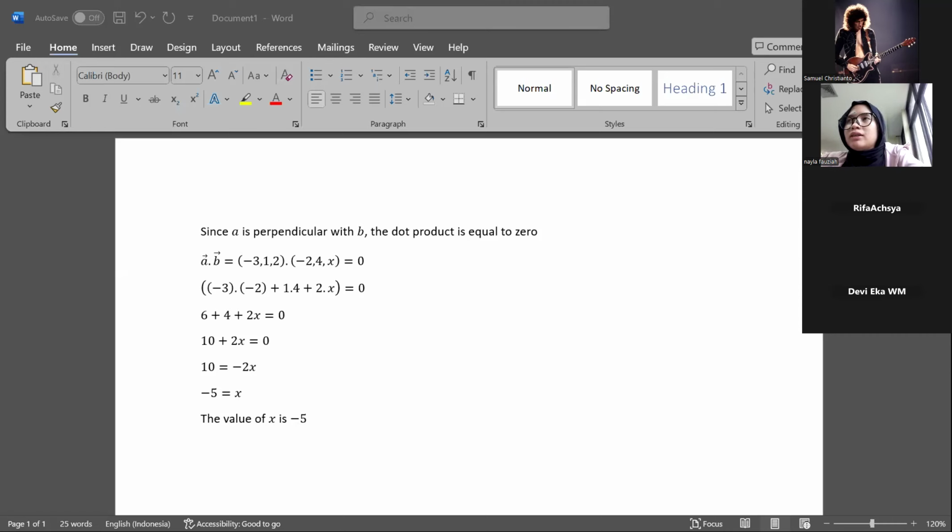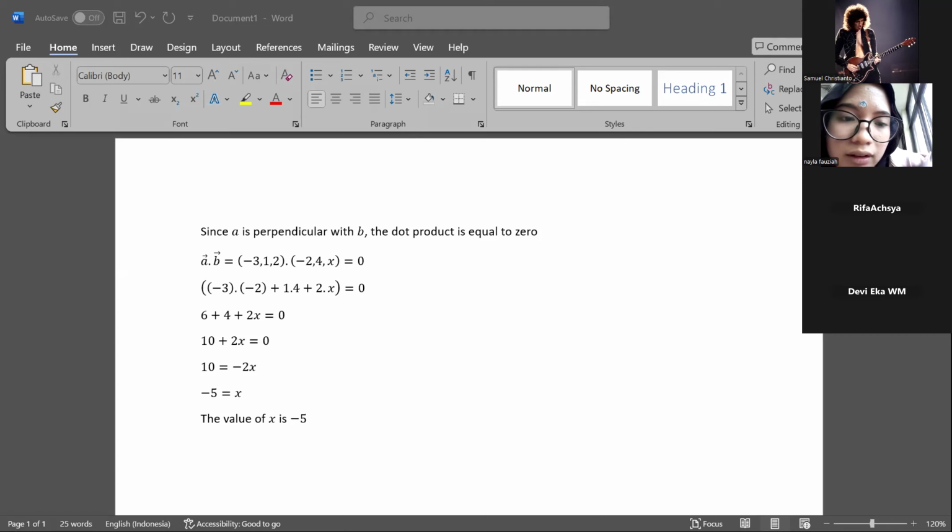Okay. So from the question, we got vector A equals 3, 1, and 2, and vector B equals -2, 4, and x, and they are both perpendicular. Then I want to find the value of x.